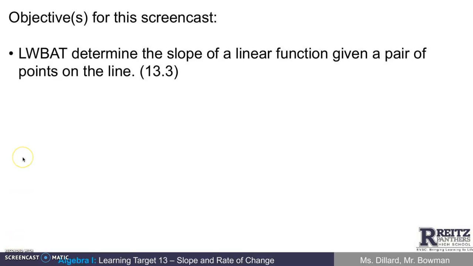The objective of this screencast is that learners will be able to determine the slope of a linear function given a pair of points on the line.